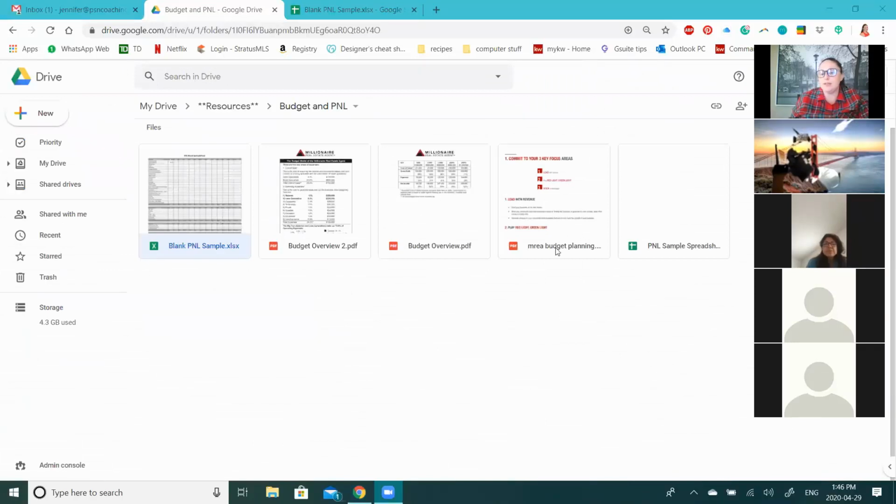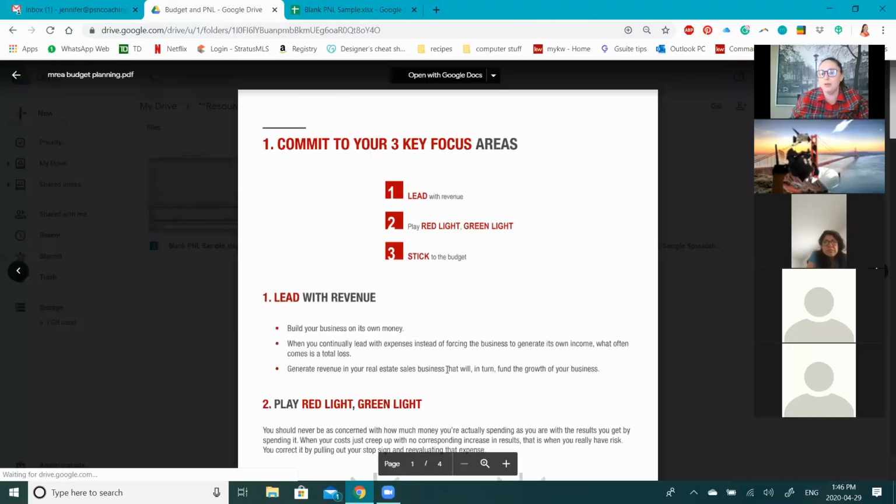So if we look at this MREA budget planning worksheet that's in our resources folder, this is a step-by-step sheet you can work through, and we'll go through it together, and it gives you what to focus on and how to build your budget, okay?